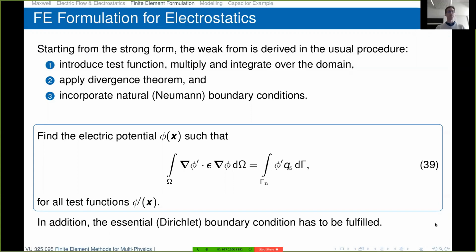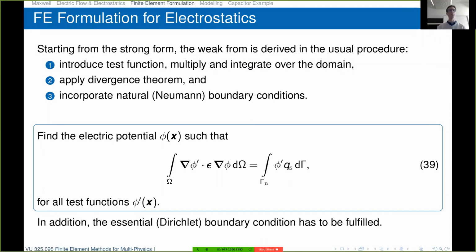This is equivalent for electrostatics. You see not so much changed except the name of the material parameter and the name of the right-hand side term, which are now electric permittivity and surface charge density. So the procedure is exactly equivalent for electrostatics.